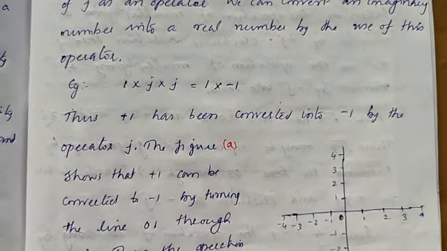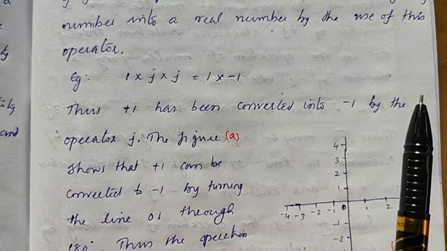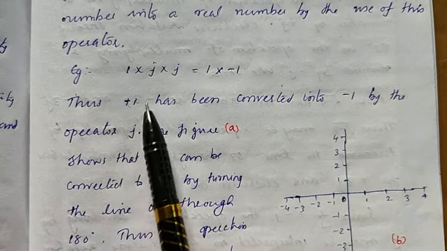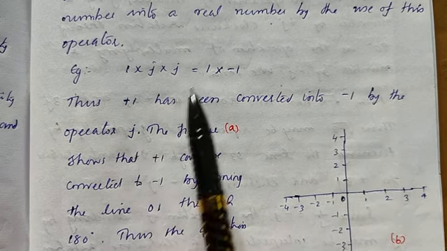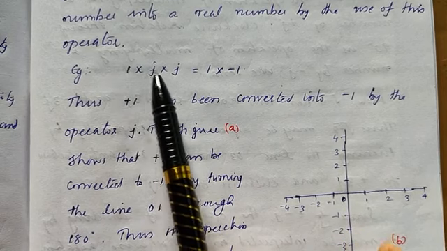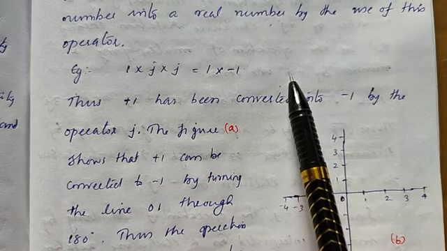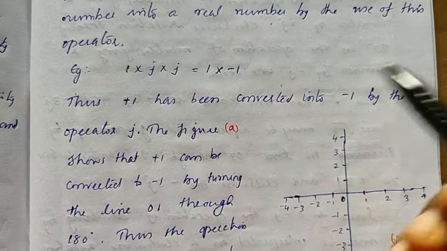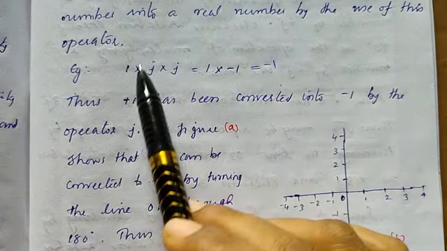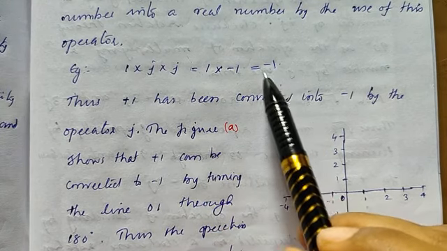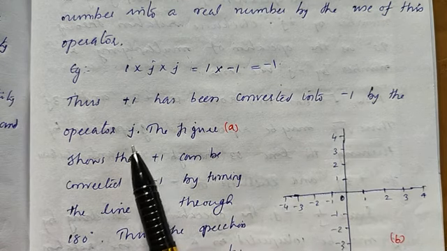So for example, 1 into j square is equal to minus 1. Plus 1 has been converted into minus 1 by the operator j. So what happened here? Here 1 is multiplied with j square, and it is converted into minus 1. j square is minus 1, so 1 into minus 1 will give you minus 1. So here the 1 is operated on with the operator j square and it is converted into minus 1. So the result is minus 1.